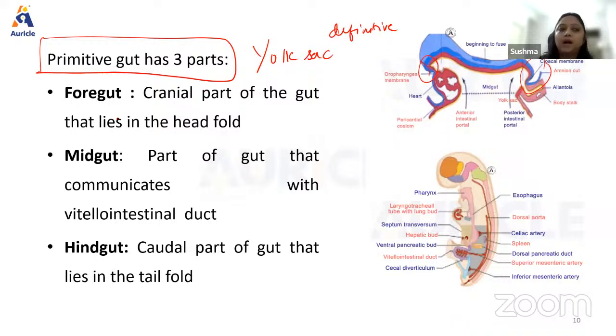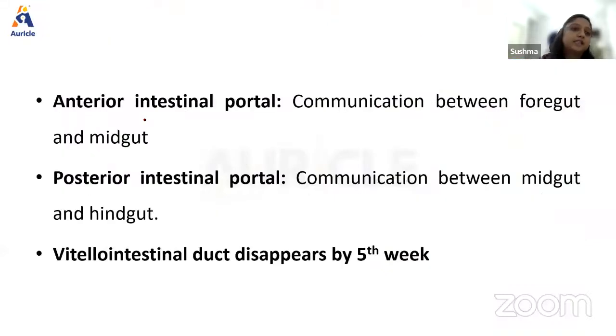Foregut is the cranial part of the gut that lies in the head fold. This is the area of the foregut. Then midgut is a part of the gut that communicates with the vitellointestinal duct. So this area is the midgut. Hindgut is the caudal part of the gut that lies in the tail fold. So the midgut is the structure that communicates with the vitellointestinal duct.